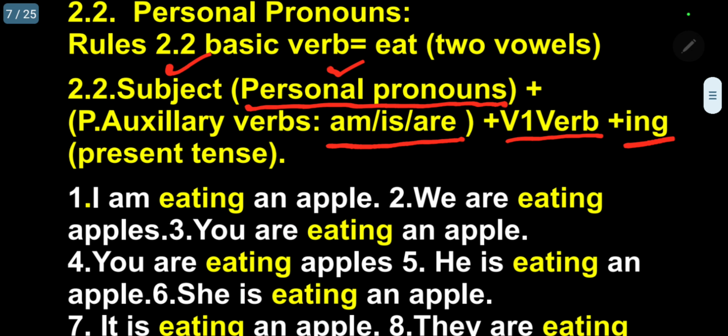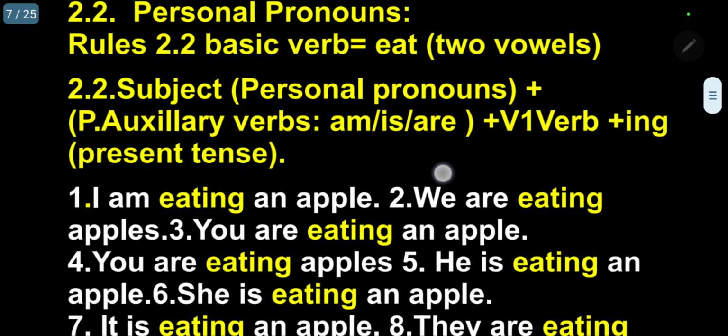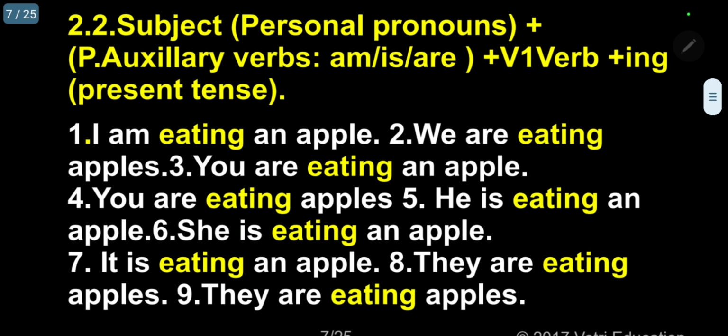Present tense. Now, examples I am giving here. Kindly follow me. I am eating an apple. I am. When I comes, am comes only for I. I am eating an apple. We are eating apples.